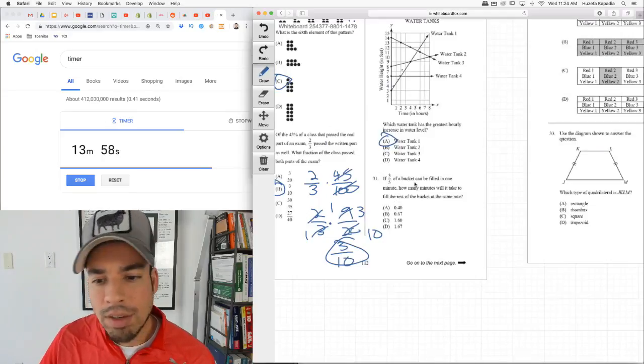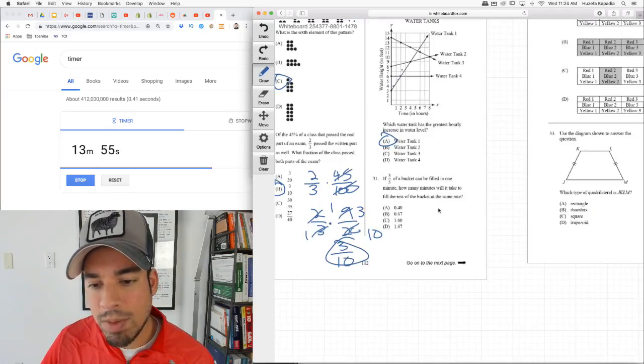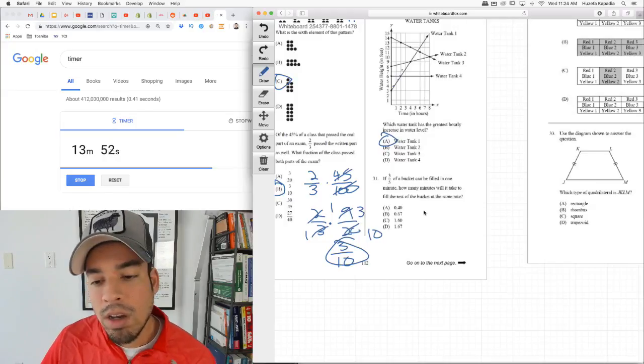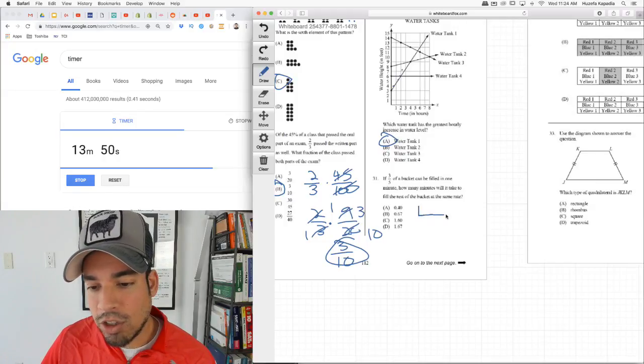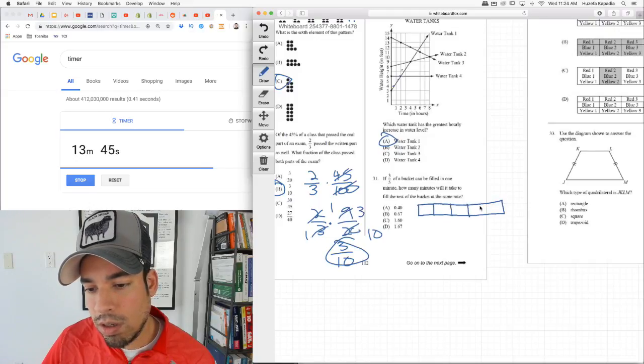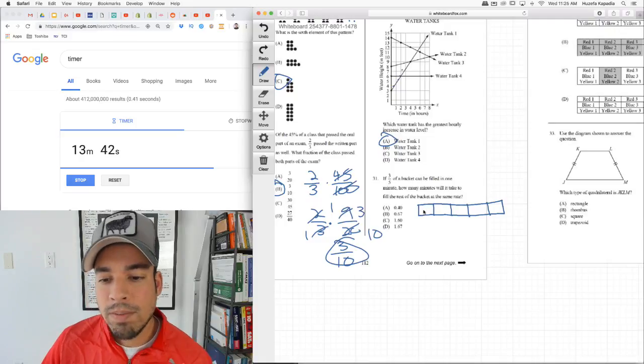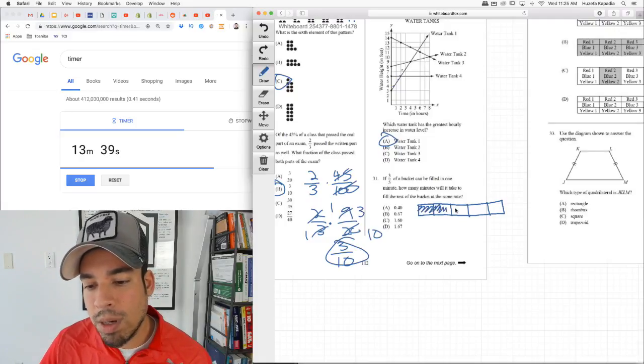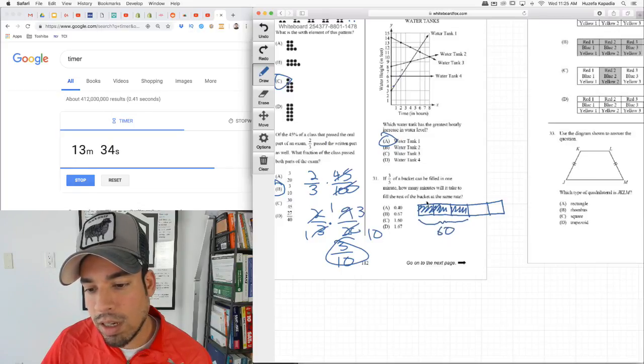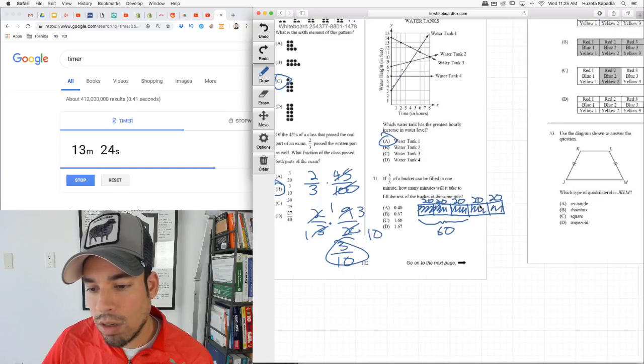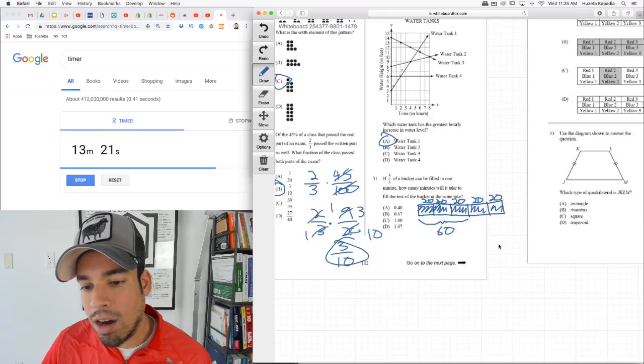Okay, if 3/5 of a bucket can be filled in 1 minute, how many minutes will it take to fill the rest of the bucket? Now look, we can use a bar model for this actually. So check this out. We're going to split it into 1, 2, 3, 4, 5, right? So 3/5 of the bucket, 1, 2, 3, can be filled in 1 minute, or 60 seconds, which means each one of these fifths is filled in 20 seconds, 20 seconds, 20 seconds. That means to fill these other two, it should take another 20 and another 20, right? So that is 100 seconds, all right?